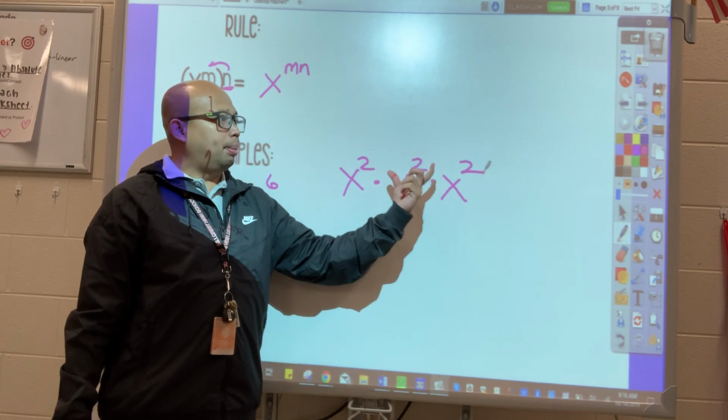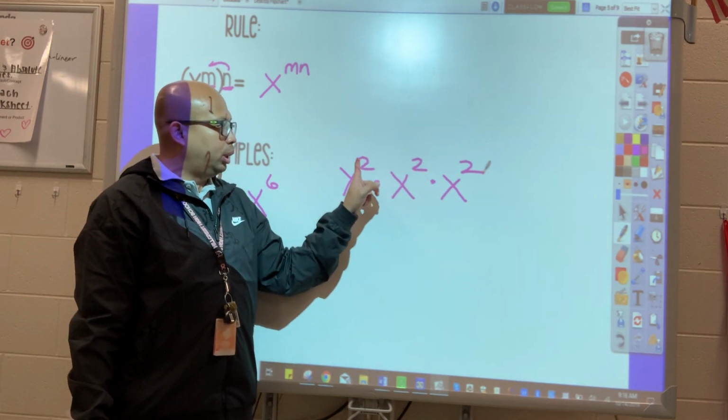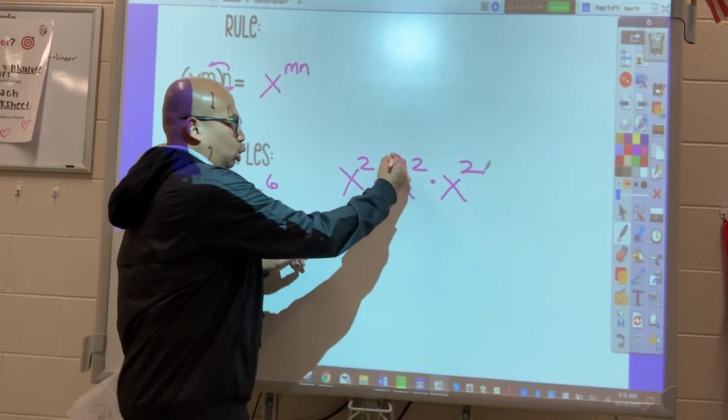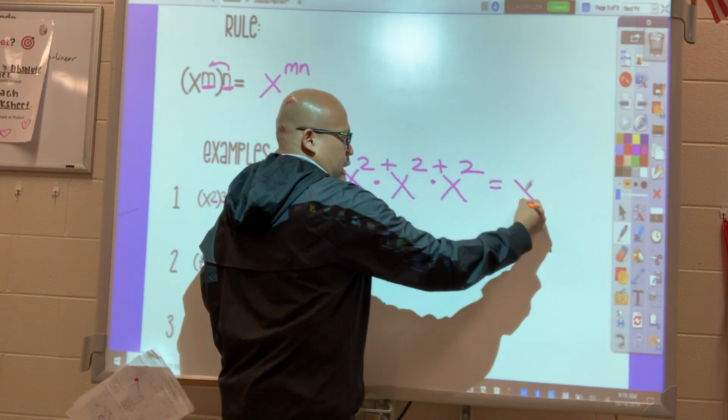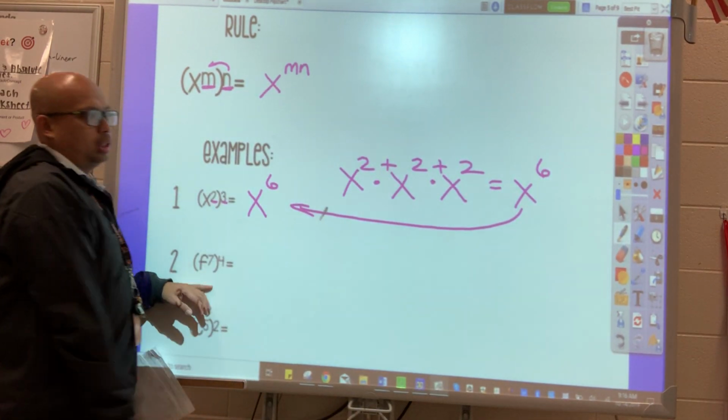And what does the product property tell us? What do you do with the 2's? You add them. 2 plus 2 plus 2 will give you 6, and that's why the answer is x to the 6.